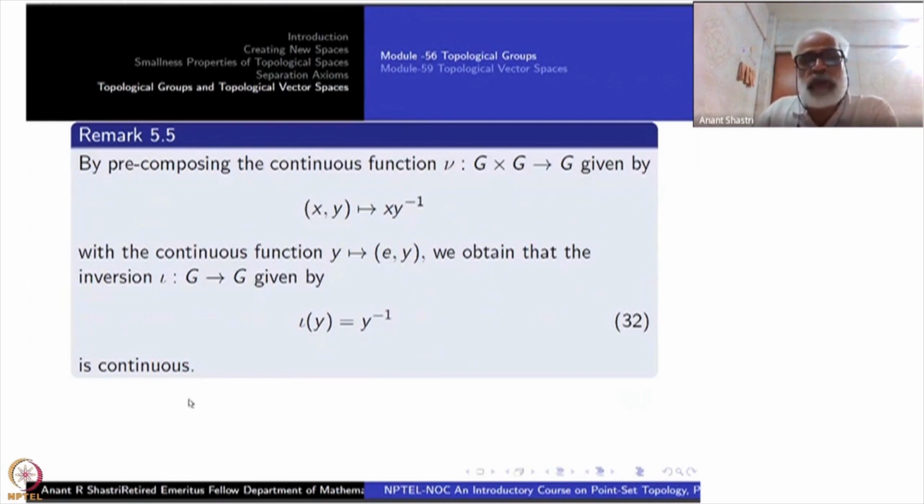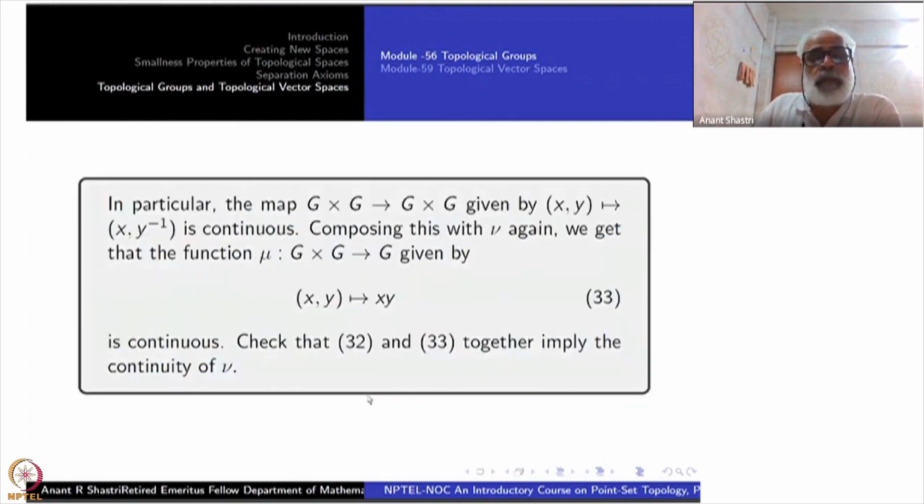This map is called the inversion map. It becomes continuous by this observation. I am not making this a hypothesis now. This is a consequence, because it's a composite of these two functions.